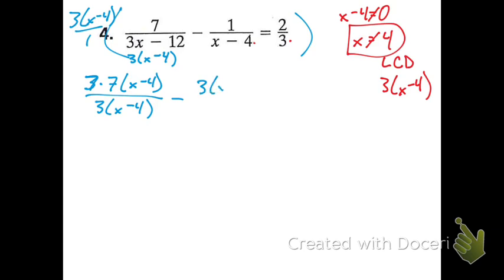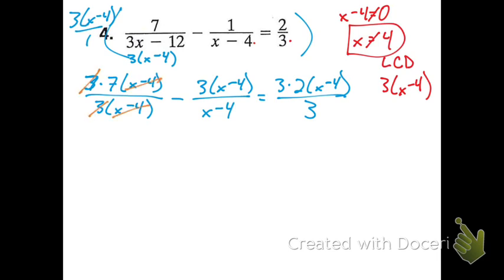Then we have 3 parentheses x minus 4 here, all over x minus 4. This is equal to 3 times 2 parentheses x minus 4, and that's all over 3. So now I'm going to get rid of some things here. The x minus 4s go away, the 3's go away there and there, the x minus 4s go away there, and here just the 3's go away. So now we can stop that alarm.